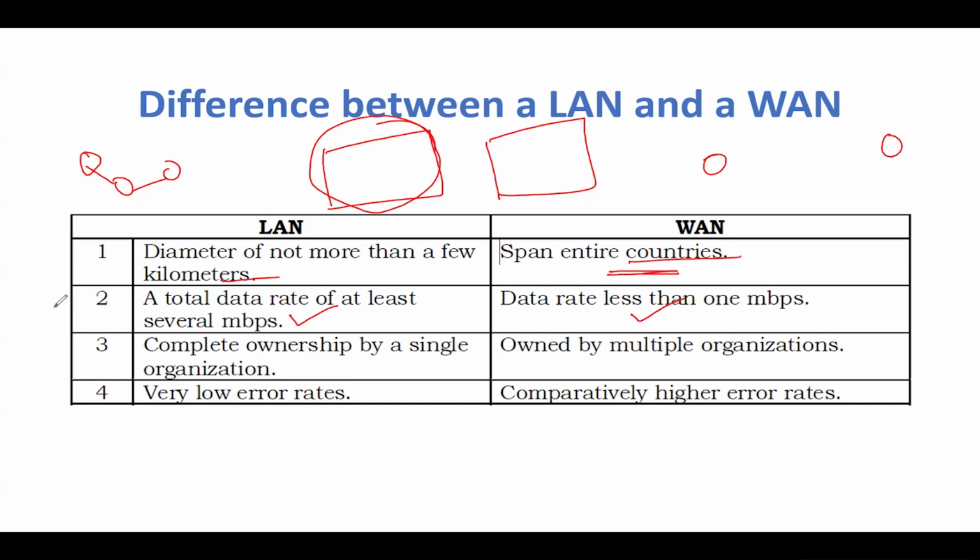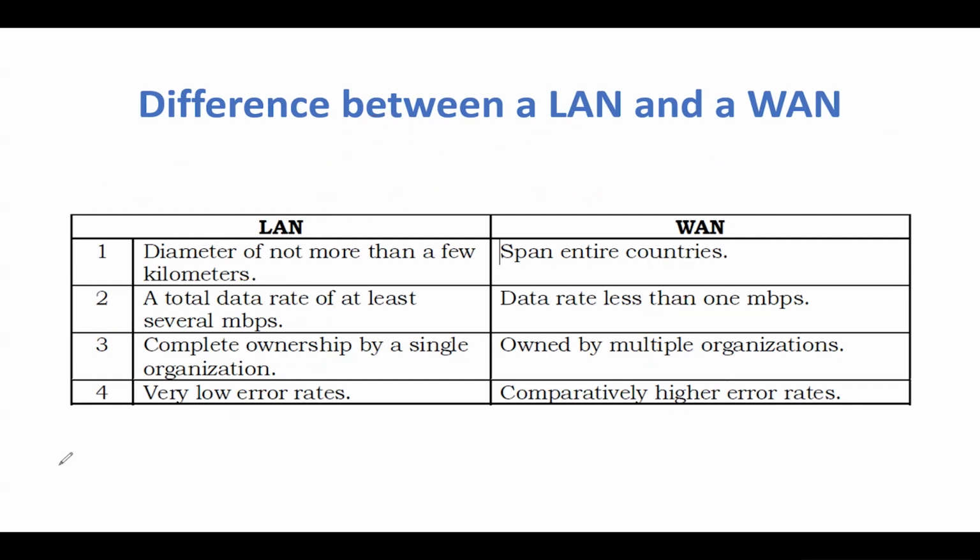The main two reasons for LAN to be faster are, one, the distance between the nodes, and second, they will be most of the time connected to the line. Third one is complete ownership by a single organization. Every time we talk about a LAN, it will be owned by a single organization, but in the case of WAN, it is not possible because it is across countries, so it is owned by multiple organizations. And in LAN, there are very low error rates. When it comes to the transfer of data, error rates are less, and comparatively higher error rates when it comes to the WAN. That is once again because of the distance between the nodes, communication lines used, and all those things matter.